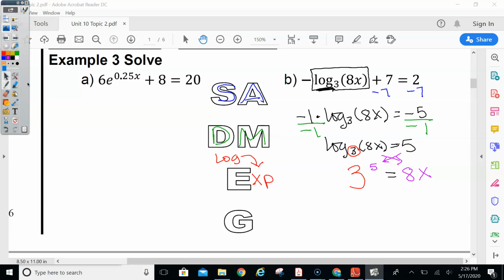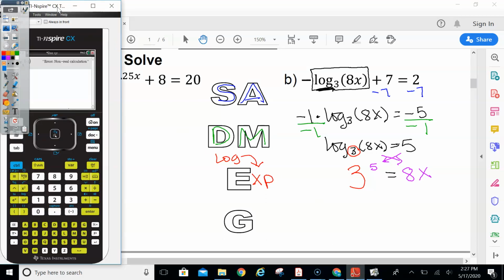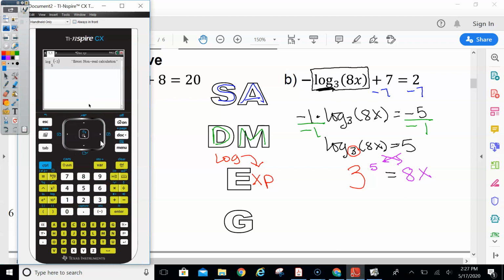So here we can do 3 to the 5th. You can either use your chart or use your calculator. I mean, we're going to be using calculators for most of this unit, because we have a lot of log stuff. So 3 to the 5th is 243 equals 8x. And then we finish solving by dividing to get x by itself. So here, just divide this by 8.